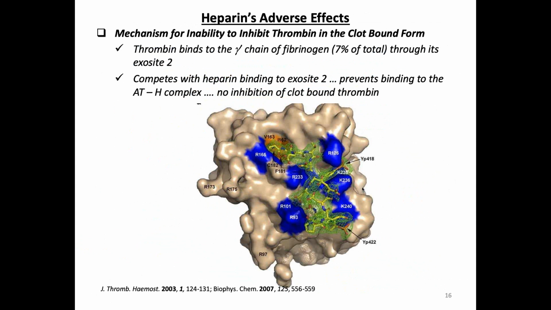So in fibrin, you have the gamma prime chain already bound to thrombin. So heparin cannot bind to thrombin. Because heparin cannot bind to thrombin, it cannot inhibit it. As simple as that. Okay.